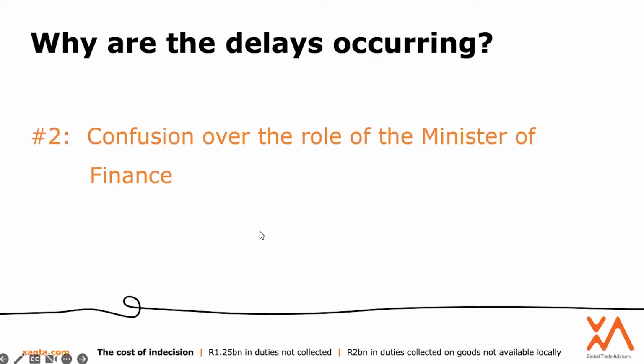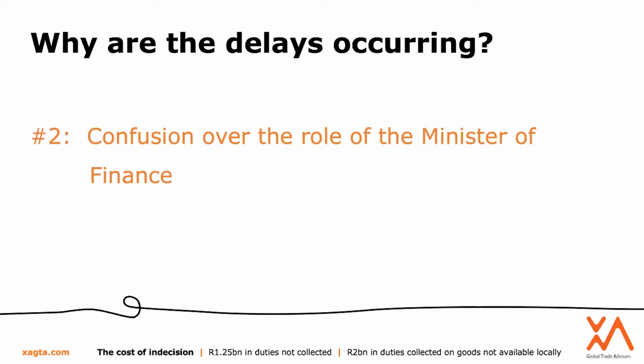The second problem is this confusion over the role of the Minister of Finance. So in 2018, there was a court case brought by Pioneer Foods, and Pioneer Foods had ordered a shipload of wheat to be brought into South Africa. And when the boat was on the water with all of the wheat, the duties were meant to reduce on wheat. And it wasn't reducing. They started panicking because a whole shipload of wheat is a lot of wheat indeed.